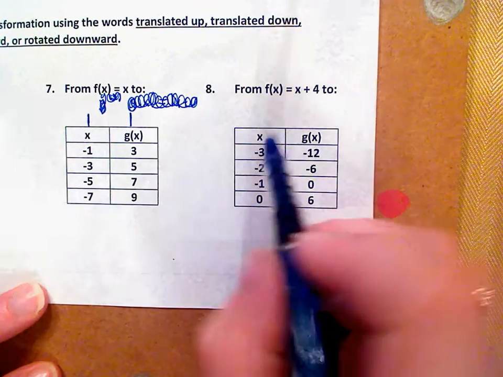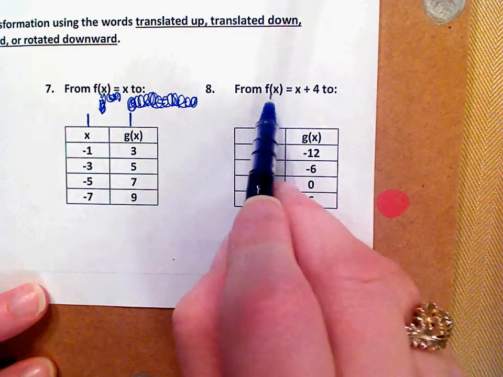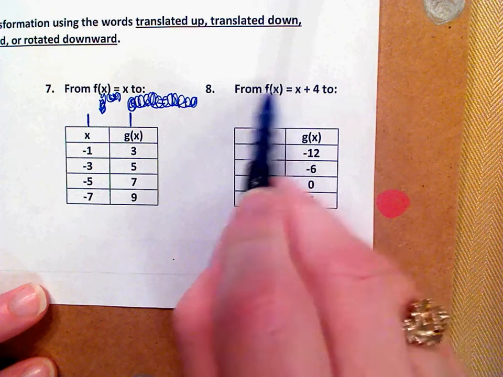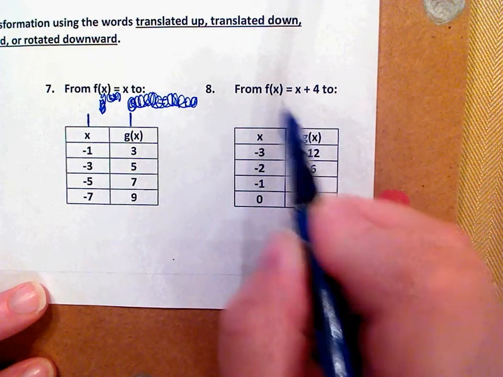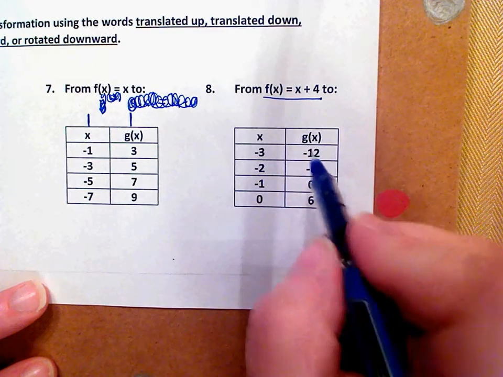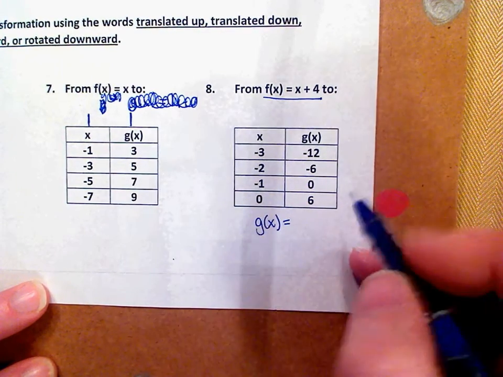Okay, on number 8, notice we're not starting with the parent function. Remember, the parent function is just f of x equals x. Well, this one's f of x equals x plus 4. So we're going to compare our new function to this one. So first we need to write what g of x is as an equation.